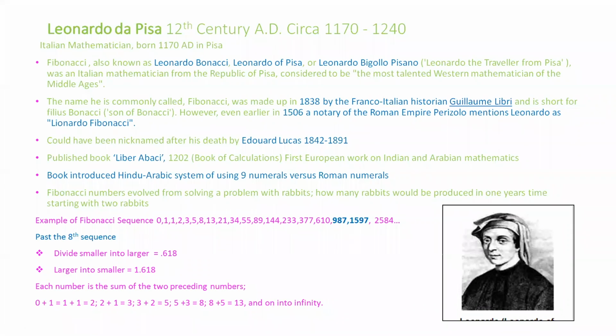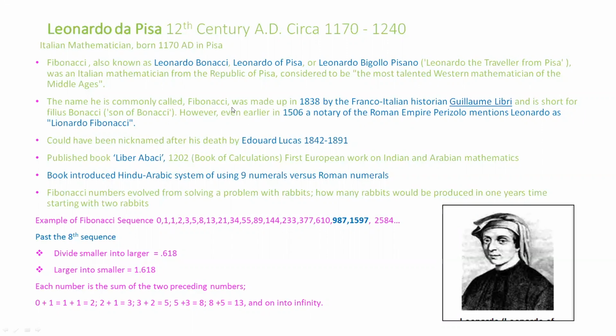So let's get started. Fibonacci is a name, but it was not the name that Leonardo da Pisa, who is credited with discovering the Fibonacci sequence, ever used in his lifetime. His father's name was Bonacci, and it's thought that that's where Fibonacci came from, but who actually gave him that nickname is a little bit unclear.